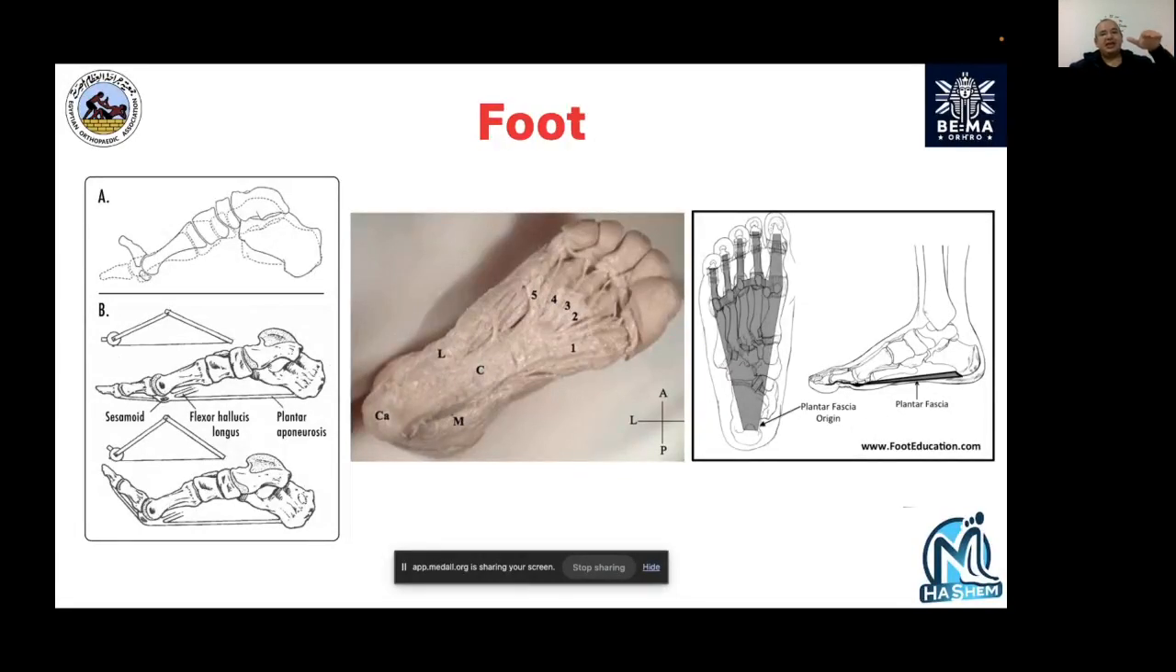Your plantar fascia basically is a thick fibrous band starting from the calcaneal tuberosity and going in three bands: central band, medial band, and lateral band. Central band goes to the middle toes, medial band goes to the first, to the great toe, and the lateral band goes to the fifth, the lesser toe.